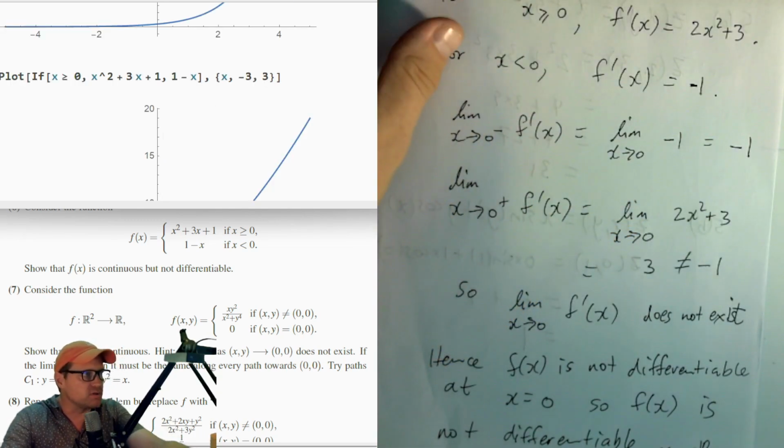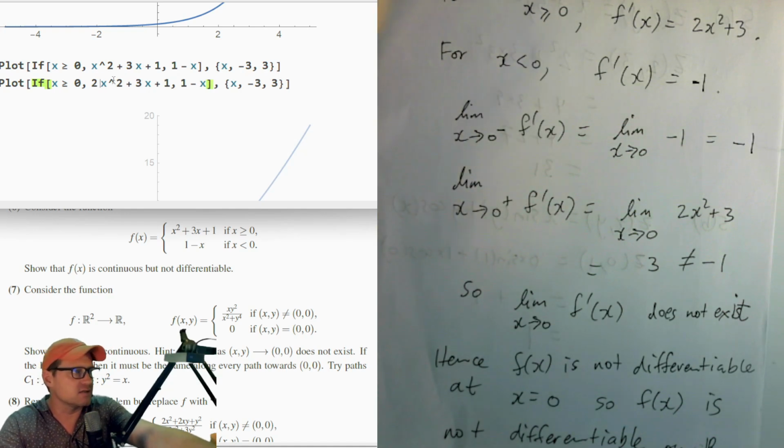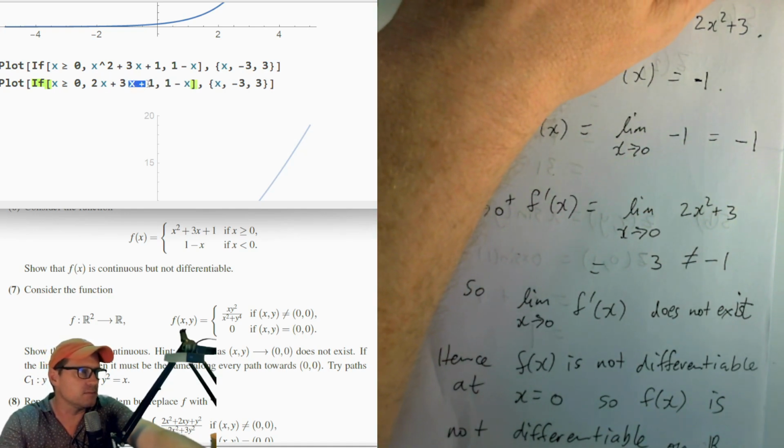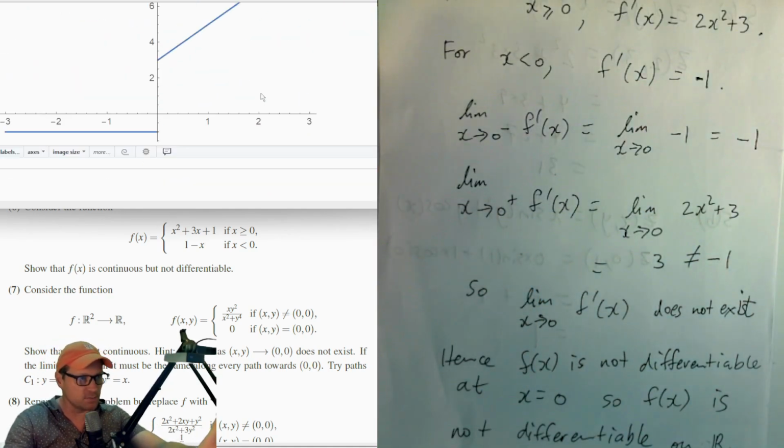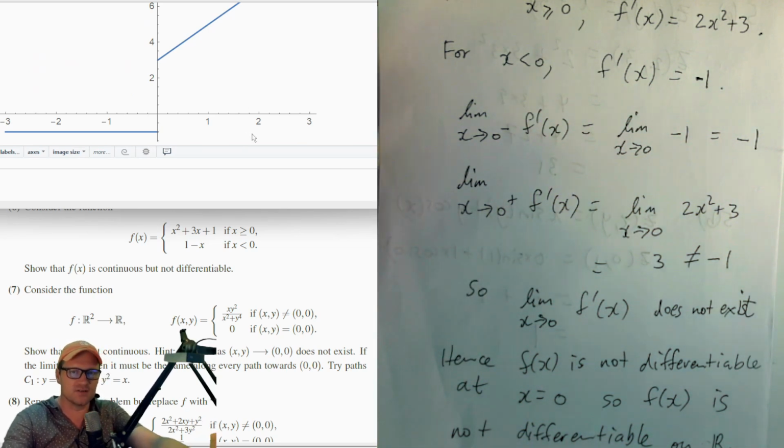So let's also plot the derivative. So I've got to differentiate this here, and I'll just do that manually. Okay, so here is a plot of the derivative of that function, and you can see that the derivative is not continuous. Therefore, the function f of x is not differentiable at x equals 0, and hence it's not differentiable on the set of real numbers.